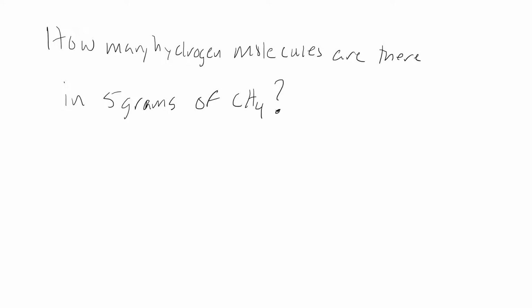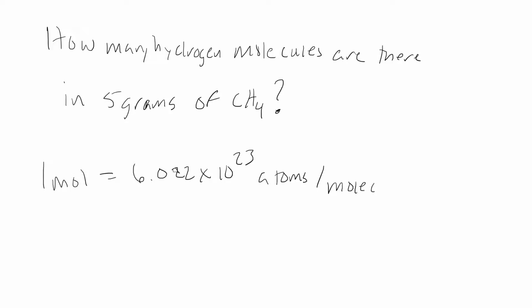Well, before we can even do anything with this, let me introduce you to Avogadro's number. Avogadro's number is essentially that 1 mole of any particular substance, in this case an element, is equal to 6.022 times 10 to the 23rd atoms or molecules. Okay, so how many hydrogen molecules are there in 5 grams of methane?